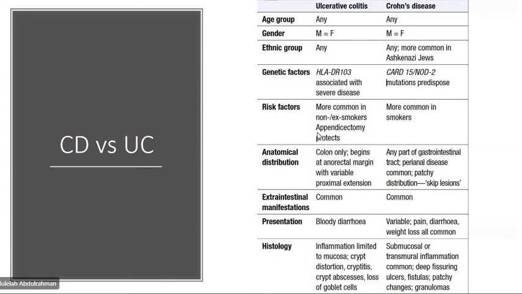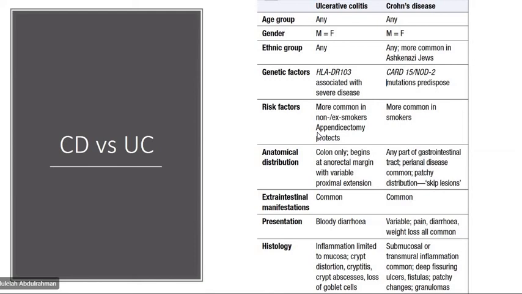Now, when you talk about anatomy, I believe you know this. Ulcerative colitis is restricted to the colon, as the name indicates. So it's colitis, and it usually begins distally and goes proximally. It starts at the anorectal margin with variable proximal extension. It either goes to the sigmoid colon, as you remember from anatomy, or to the splenic flexure of the colon, or all the way to the cecum.